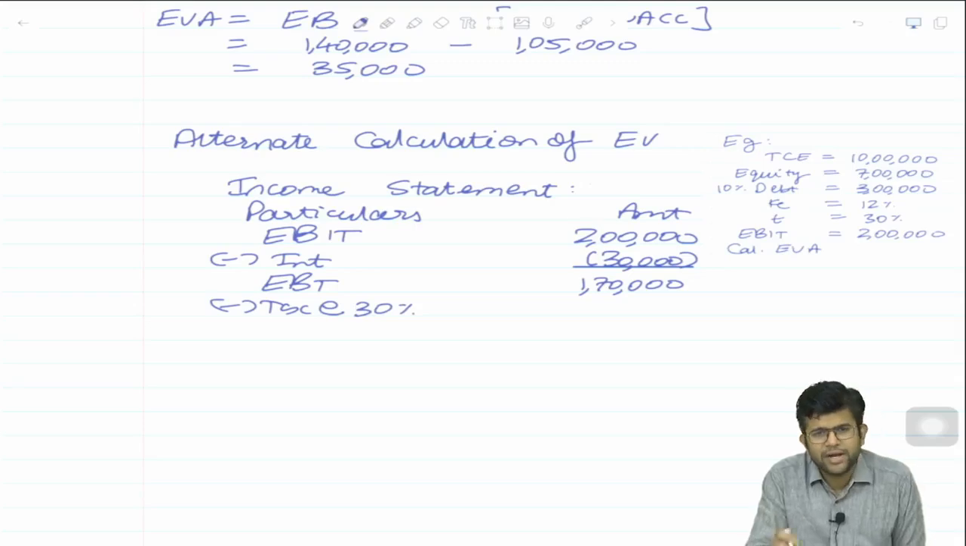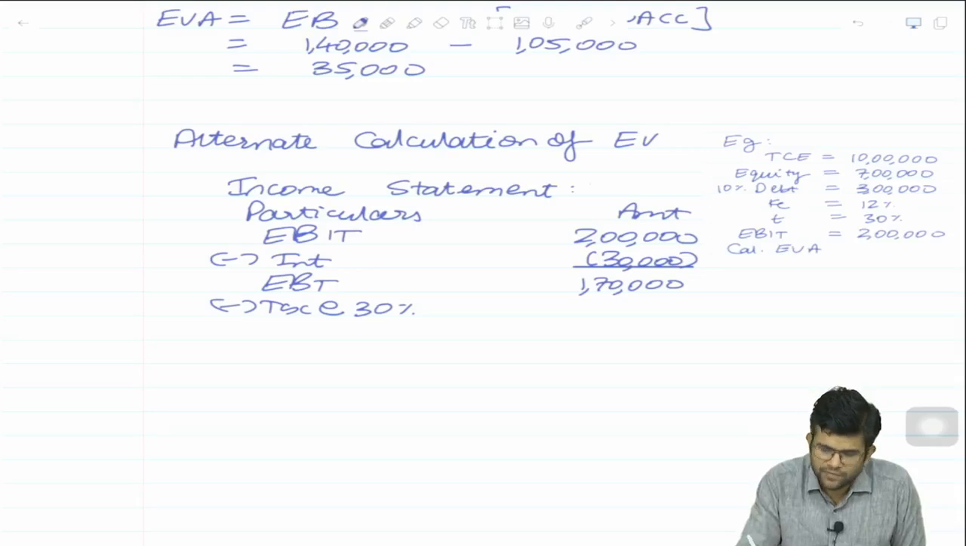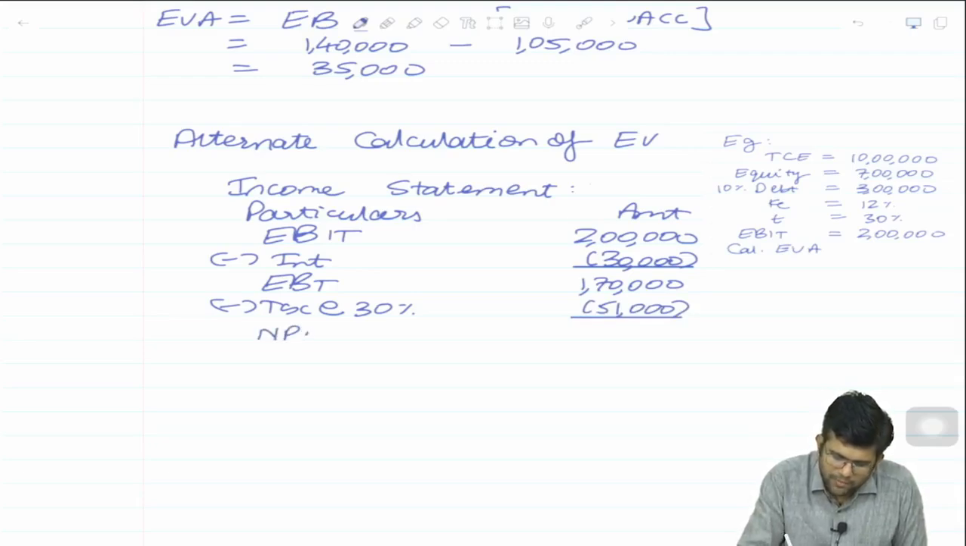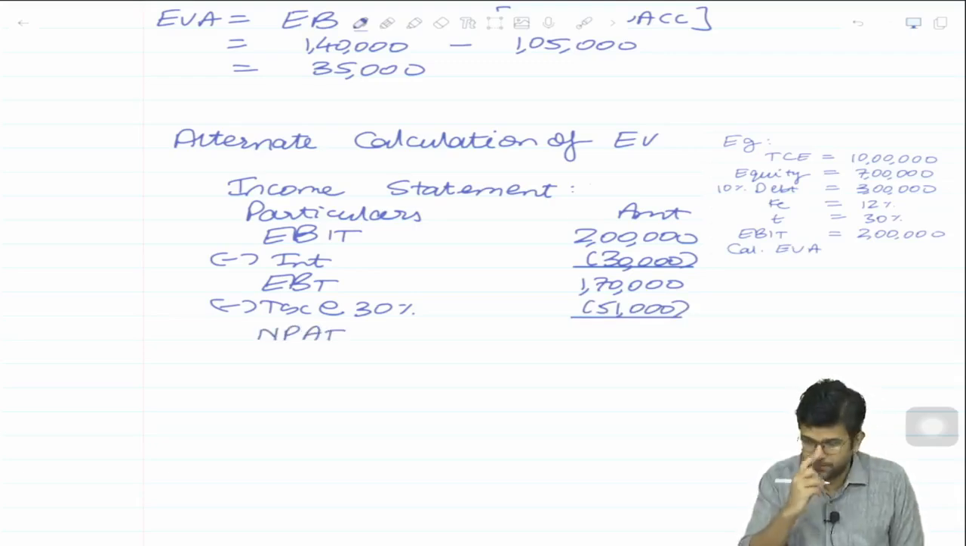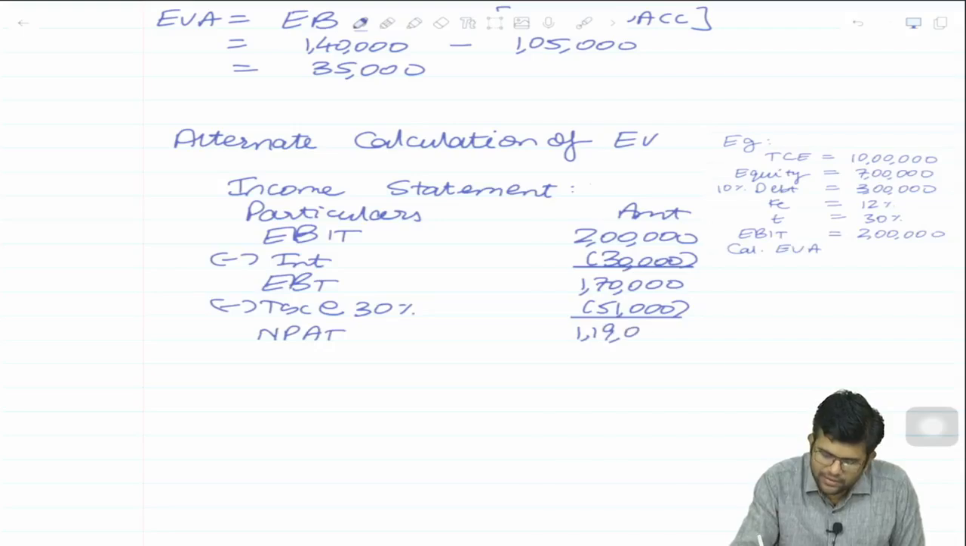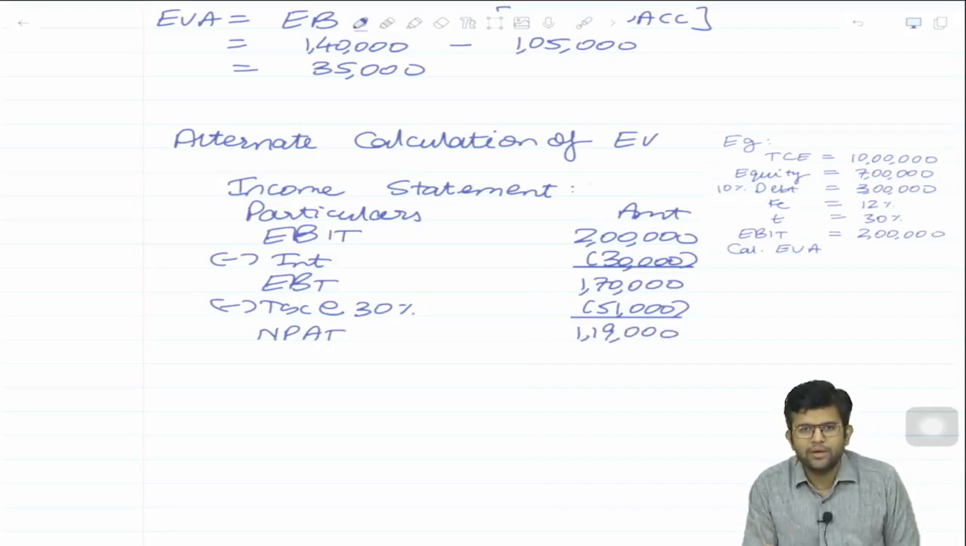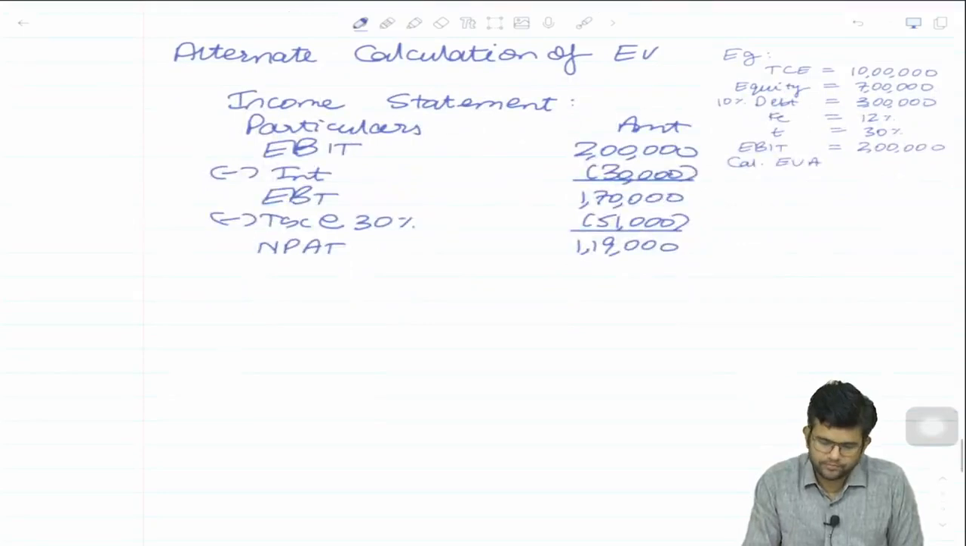I am now calculating tax normally like how we have been doing since childhood. So tax of 30%, can I say, will be applied on 1 lakh 70,000. What, 51,000 tax? Okay, 51,000 tax, and that will give you NPAT 1,19,000. Story clear till here? Any doubts?